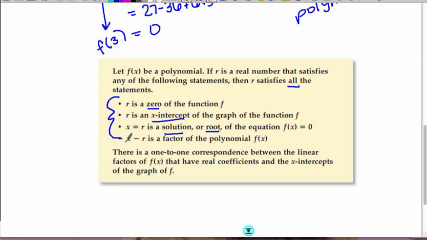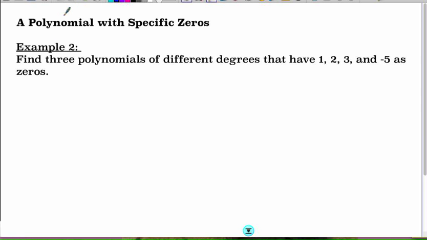So this is basically the new thing that we're learning in the factor theorem. Going on to the next example, I'm going to write out a polynomial knowing that I have certain roots. So a polynomial with specific zeros, I want to find 3 different polynomials, different degrees, which is the key here, that have 1, 2, 3, and -5 as zeros.